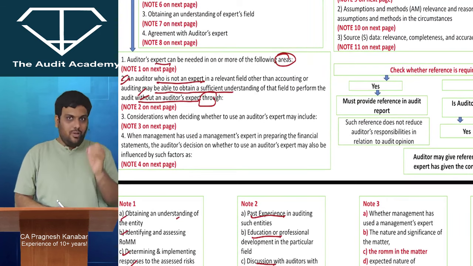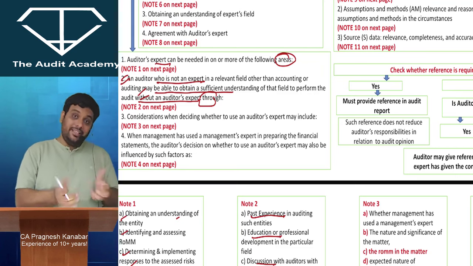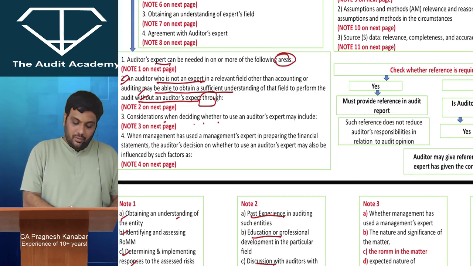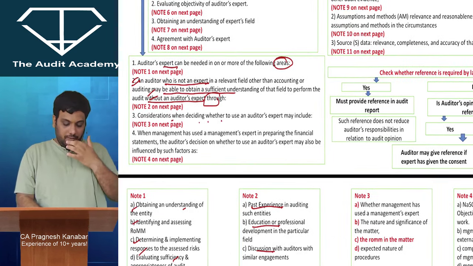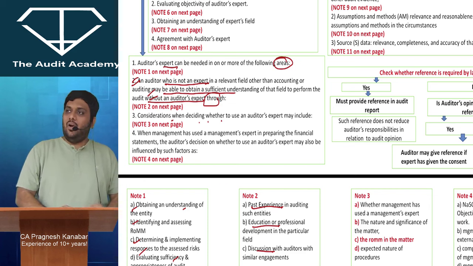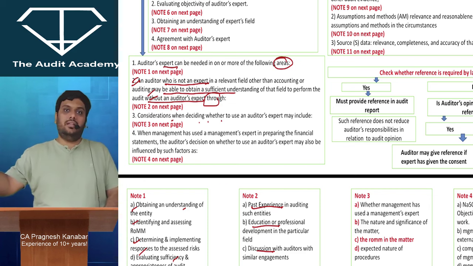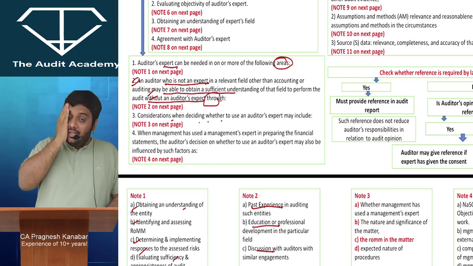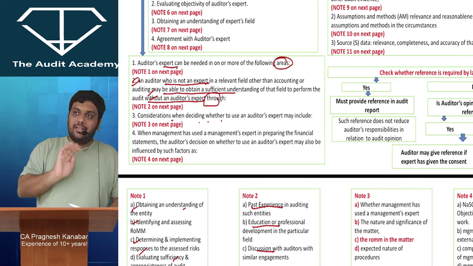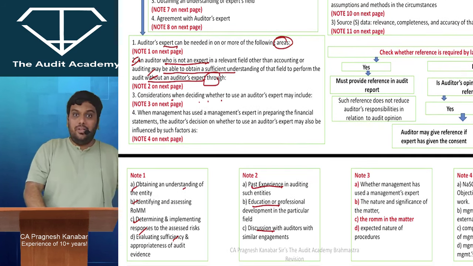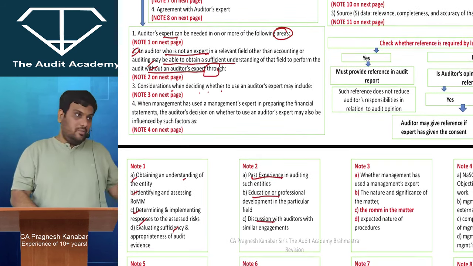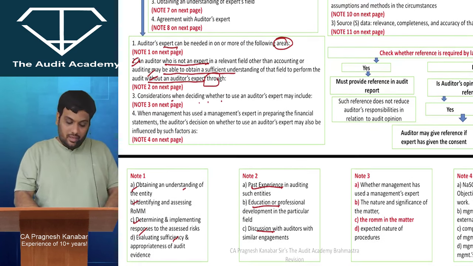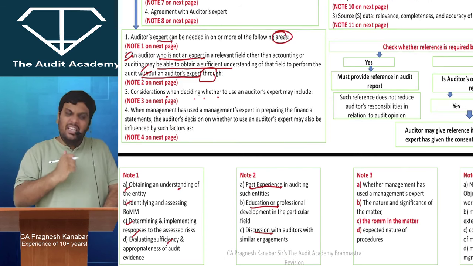So my job in this revision video is that you understand this is the question. Third, considerations when deciding whether to use an auditor's expert may include the following. See, the auditor does not have endless money. He is also limited in resources. To decide whether I will really need an expert or not, first let me check whether management has already appointed an expert. If management has appointed an expert and I can trust that person, then why is there a need for a second expert? So, considerations when deciding whether I really need an expert.